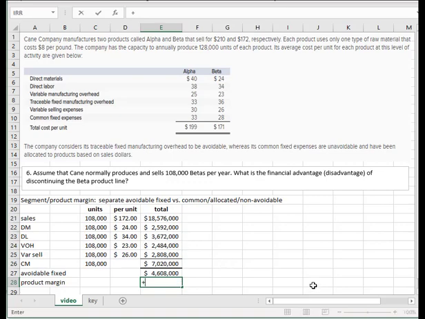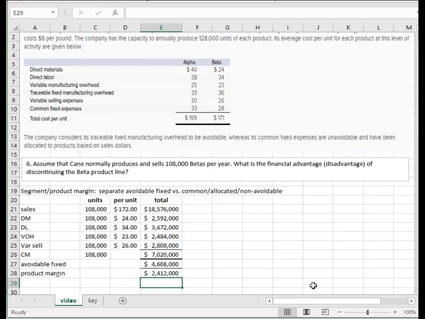Okay, so what would the product margin be? So here's your product margin. So if you gave up or stopped making beta, you would lose that 2,412,000. You'd lose a positive number. So that's a disadvantage of dropping.